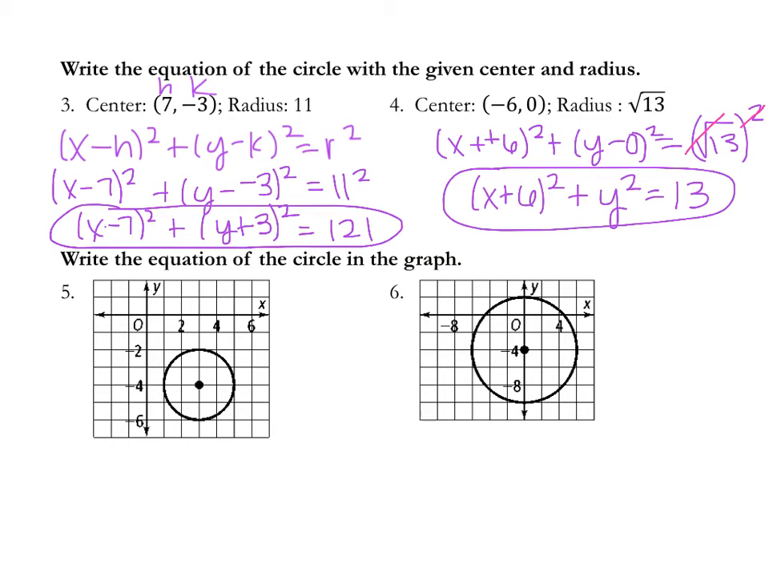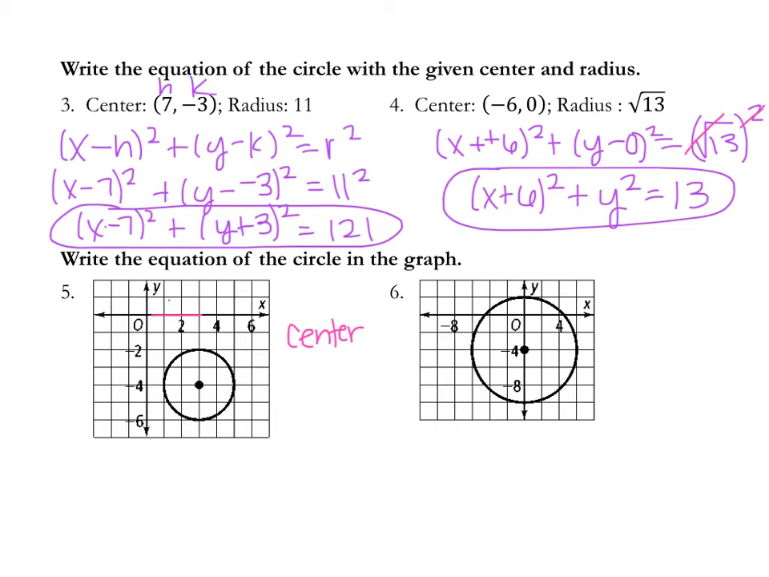Alright, number 5 is a little bit different. They're giving you the graph and they want you to come up with the equation. So what I would suggest that you do first is locate the two important parts needed to create the equation. You need to know the center. To find the center, we do over, comma, up and down. That's how we do a coordinate.